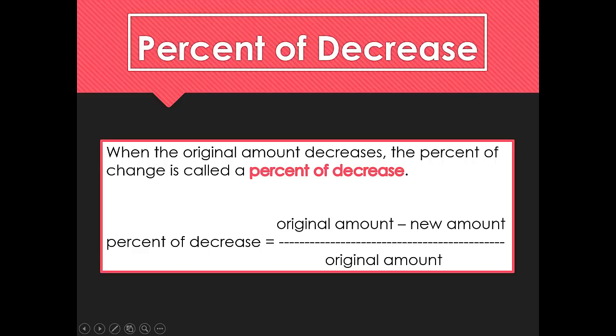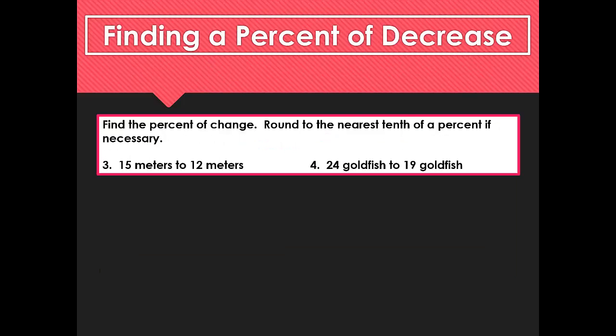Now we're going to look at a percent of decrease. When the original amount decreases, the percent of change is called a percent of decrease. Your percent of decrease is equal to the original amount minus your new amount, and that's all divided by the original amount. Now we're going to find a percent of decrease. So find the percent of change. Round to the nearest tenth of a percent if necessary.